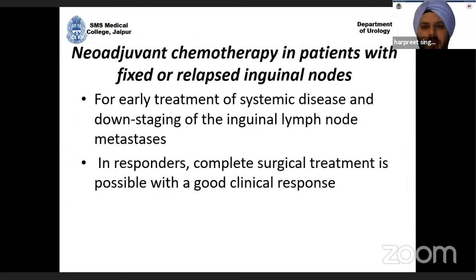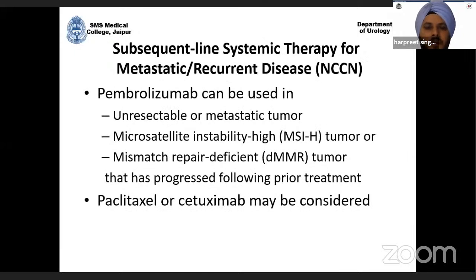Now, neoadjuvant chemotherapy is for patients with fixed or relapsed inguinal lymph nodes, for early treatment of systemic disease and downstaging of the inguinal lymph node metastasis. In responders, complete treatment is possible with a good clinical outcome. This is according to the NCCN guideline. For subsequent-line systemic therapy for metastatic recurrent disease, NCCN recommends pembrolizumab for unresectable or metastatic tumors that are microsatellite instability-high or mismatch repair deficient and have progressed following prior treatment.